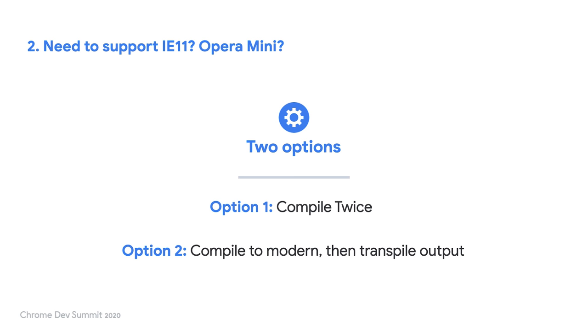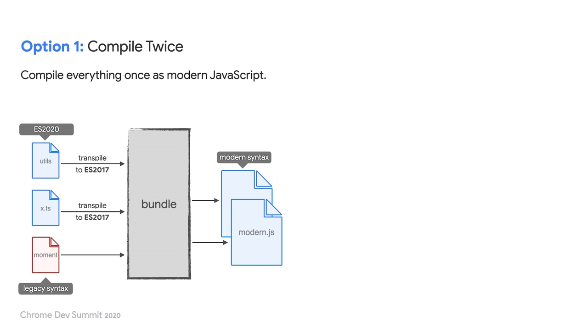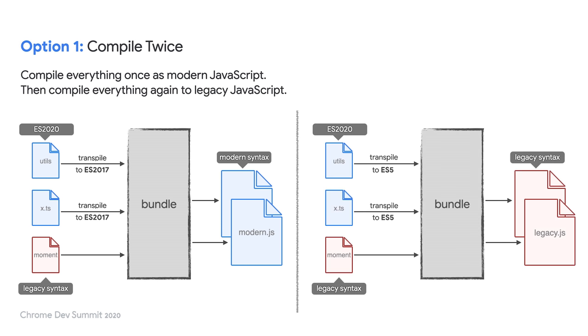With the first technique, we run a build of the application as if we were only going to support modern browsers. Each source module gets transpiled to ES2017 by something like Babel or TypeScript, then code is bundled. Then we run a second full build of the application, but this time with the transpiler configured to convert modules to ES5 and add polyfills. The result is independent sets of JavaScript bundles that we can load modern and legacy browsers.